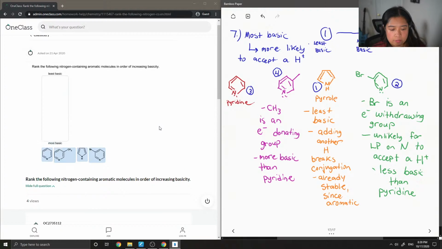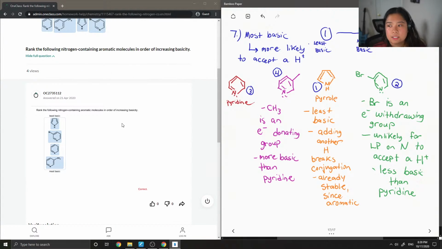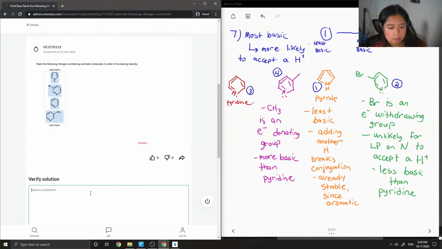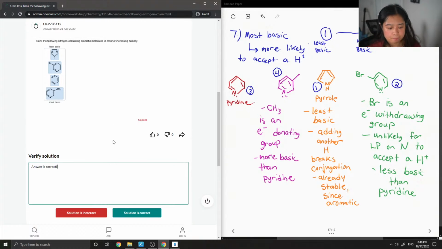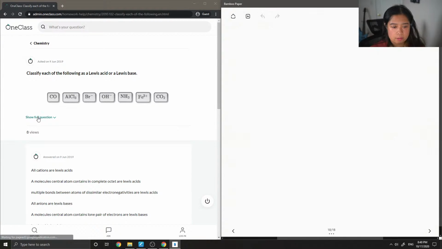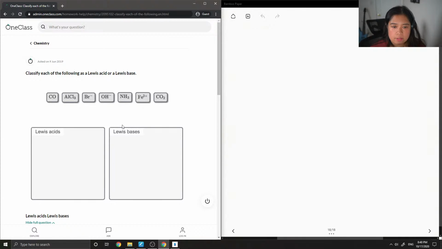So let's see the answer from our junior tutor. Least basic is pyrrole, then the bromine, then pyridine, and then the CH3 group on that. So the answer is correct. Okay, and I think we have time for one more question. So classify each of the following as a Lewis acid or Lewis base.